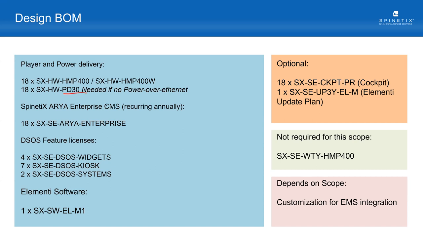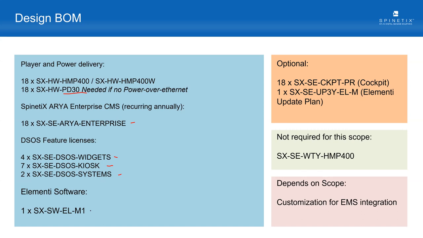Then, for the SpinetiX ARYA Enterprise CMS, what I've shown you the quick demos of, you need one per player of this SpinetiX ARYA Enterprise SKU. And then, as we looked at, the different DSOS feature licenses, annual or recurring, for the players which need them. This happens to be the SKU for the permanent one, but you can have a recurring one. It's got slightly different lettering.